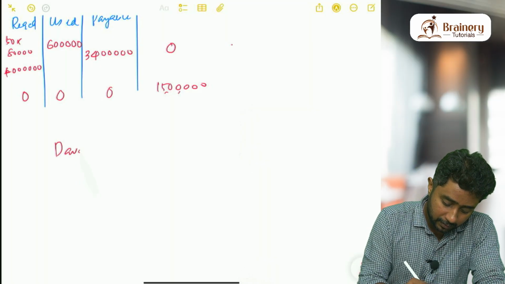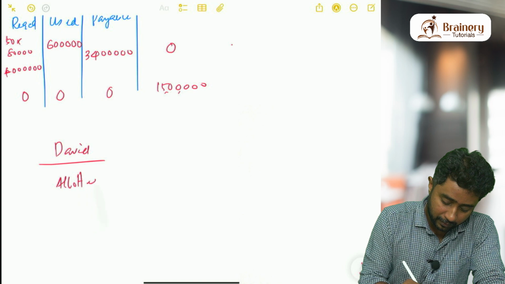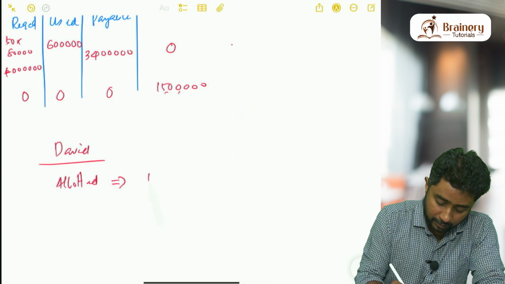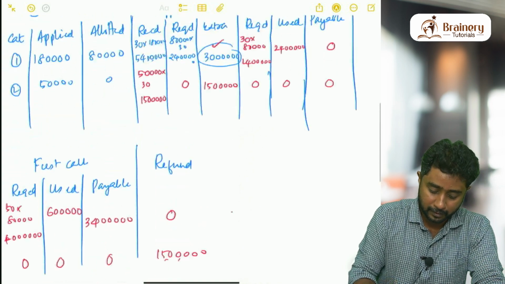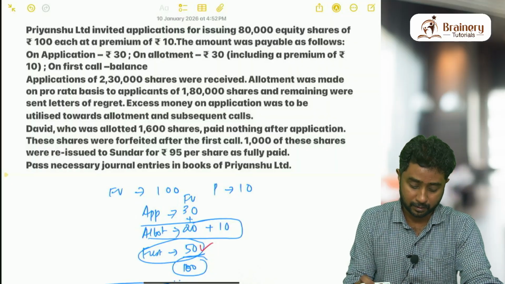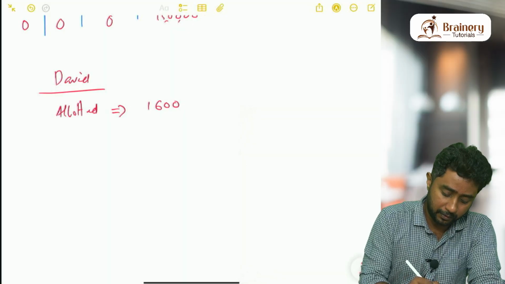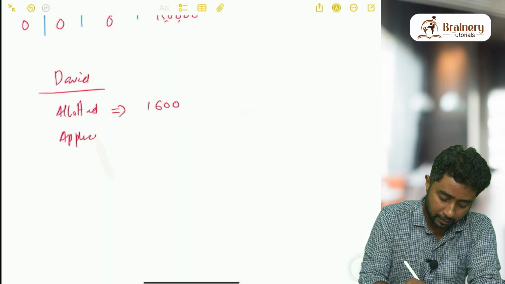So we will write that also here, David's case. One thing that is given in the question related to David is that allotted shares is 1600. It's clearly given, David who was allotted 1600 shares. Now what are we going to do? Allotted shares is 1600. We need to find out applied shares.